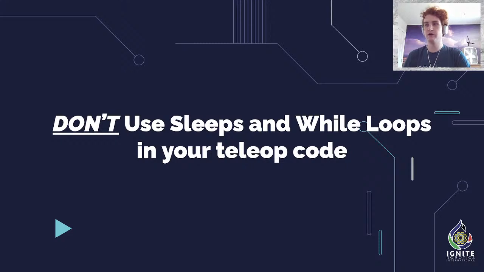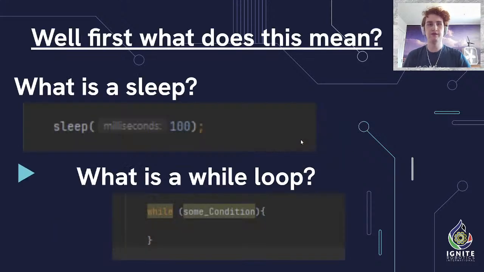So another thing we're going to talk about is not using sleeps and while loops in your teleop code. And there's just a pretty simple reason for that. But first we have to go over what is a sleep. So a sleep is just an interrupt or delay in the code. It stops everything else from occurring while it's waiting for this to elapse. You can see specifically it has its input in milliseconds. So milliseconds are thousandths of a second. So 1,000 milliseconds is equivalent to 1 second. In this particular case, it is just sleeping for 1/10 of a second.